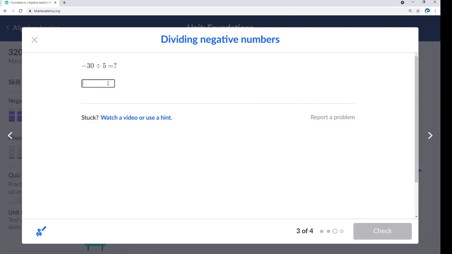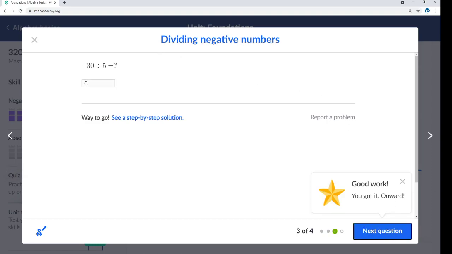Dang it. Okay. So I know all of the rules now, right? So -30 divided by 5. 5, 10, 15, 20, 25, 30. It's -6. That's the jam right there. Boom. I'm learning, Cosmic.